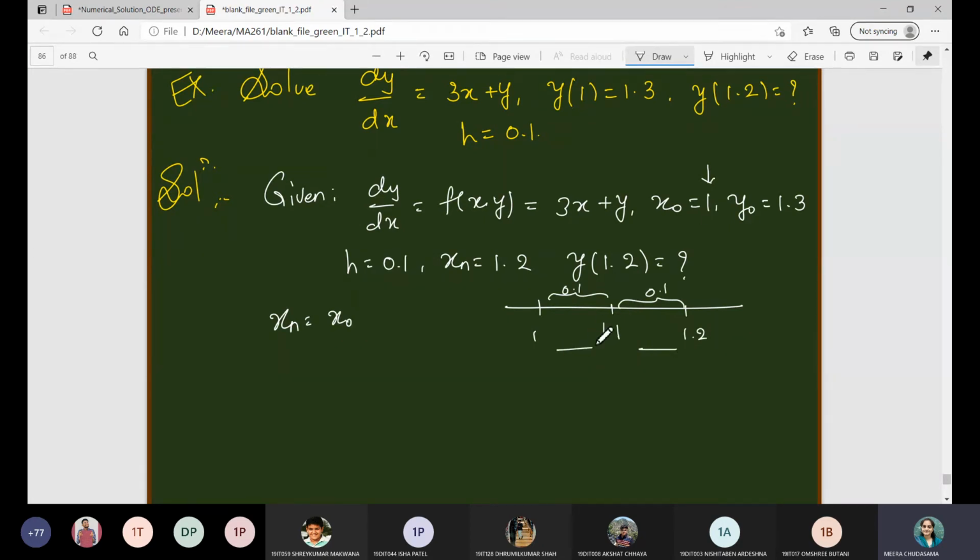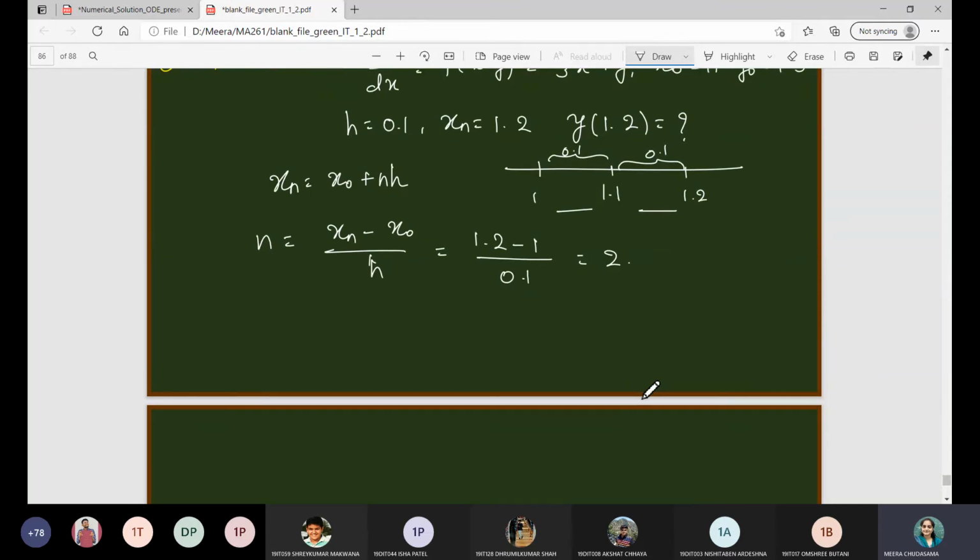You can see from this figure, as well as you can apply this formula as well. So n is equal to (xn minus x0) upon h, which is, xn we are having 1.2, minus 1, upon 0.1. So you can see it will be 0.2 upon 0.1, so it is 2. So you have to consider increments twice, k1 and k2, right? So let us see.